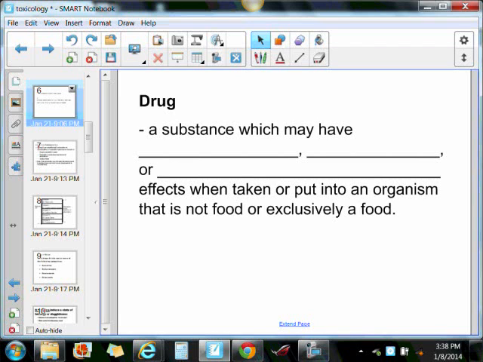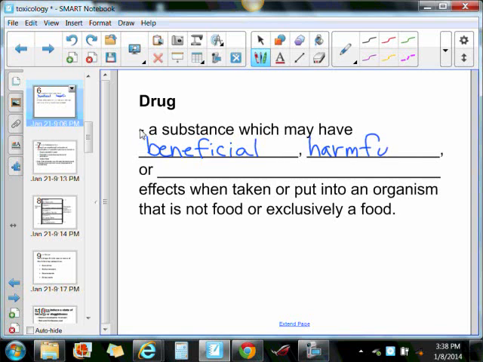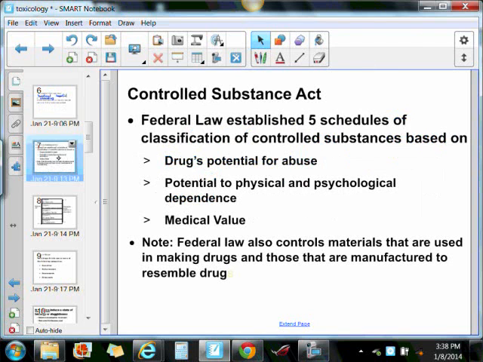Now for a drug, the definition of a drug is a substance which may have beneficial, harmful, or intoxicating effects. And it is also not something that is exclusively a food. Okay, so it's going to rule out food-based substances.